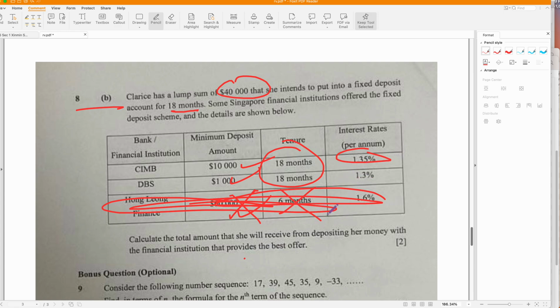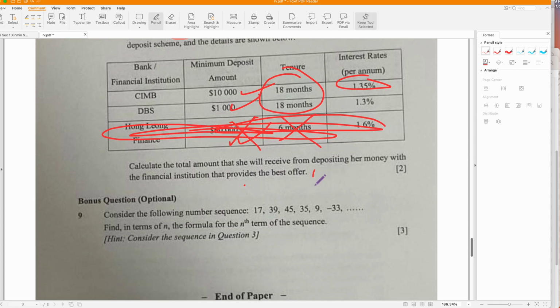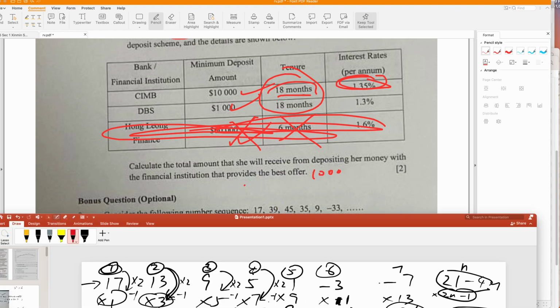So your equation is it just 40,000 times... Okay. If they give you 18 months, how do you do the interest? Because the interest is 1.35%. That's for 12 months. So now you have 18 months. So what's the interest? 18 over 12, right? How do you do?